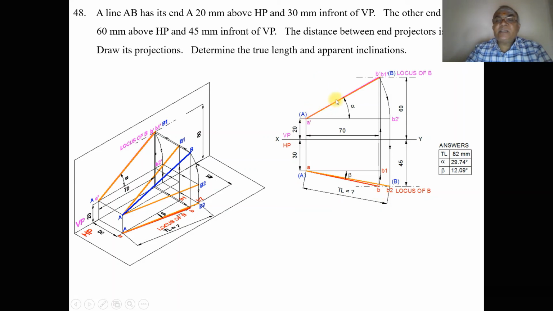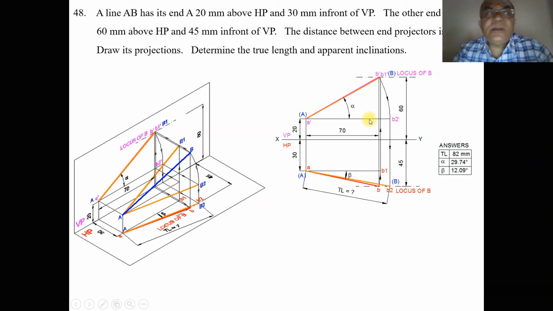Then join A dash B dash with a dark line and small ab with a dark line, so that you get the apparent inclination with respect to HP, which is alpha, and the apparent inclination with respect to VP, which is beta. Then by using the protractor, you measure these two angles. Alpha will be equal to 30 degrees and beta is equal to 12 degrees.